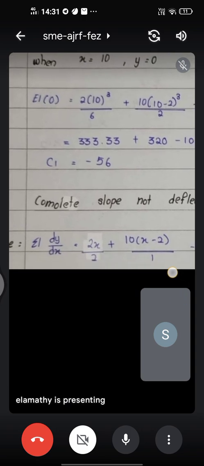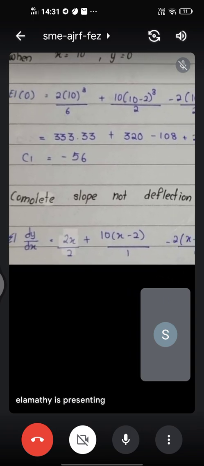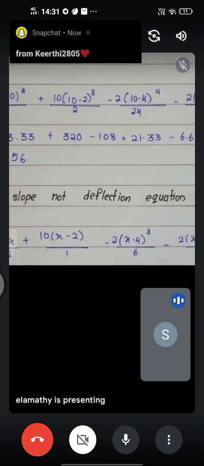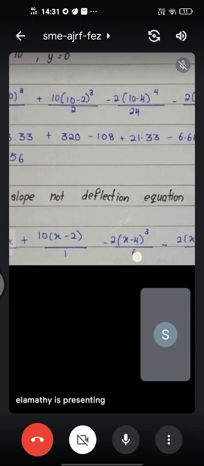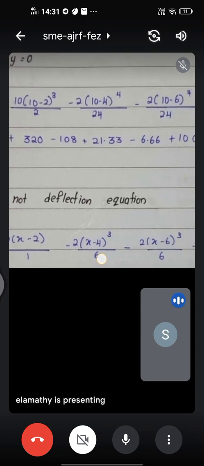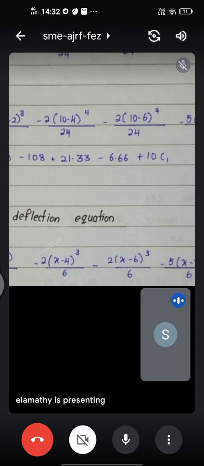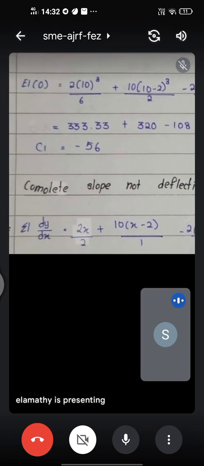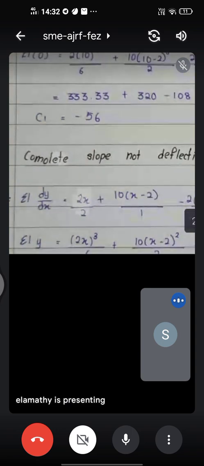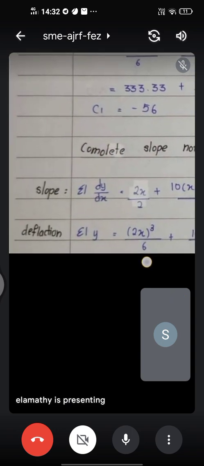So it equals 333.33 plus 320 minus 108 plus 21.33 minus 6.66 plus 10 c1. So c1 equals negative 56.